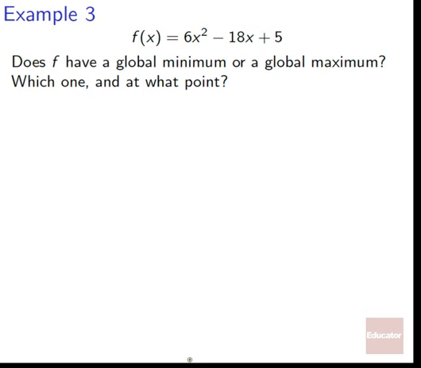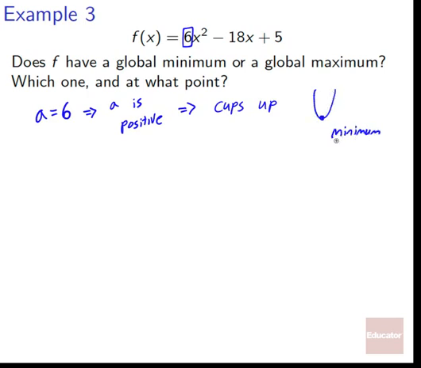All right. Third example, f of x equals 6x squared minus 18x plus 5. Does f have a global minimum or a global maximum? And then, which one and at what point? So, if f of x equals 6x squared, then notice ax squared plus bx plus c, they wind up being the same as in f of x equals a times x minus h squared plus k. So a equals 6. So if a equals 6, then a is positive. So if a is positive, we've got cups up. So if it cups up, then it's going to have a minimum. So it has a global minimum.